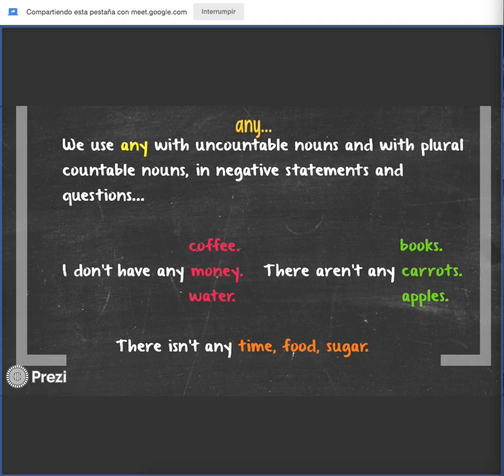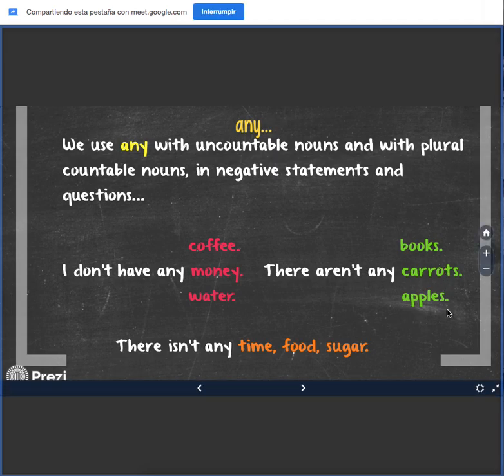And now, Juan Camilo. Cami, can you please help me with an example by using any and the word apples? There aren't any apples in my house. You can say it in that way, very good. Or you can say, I haven't eaten any apples today. Or something like that.